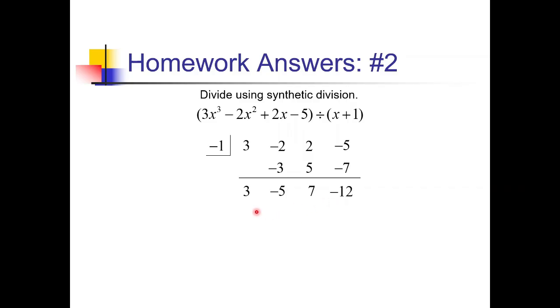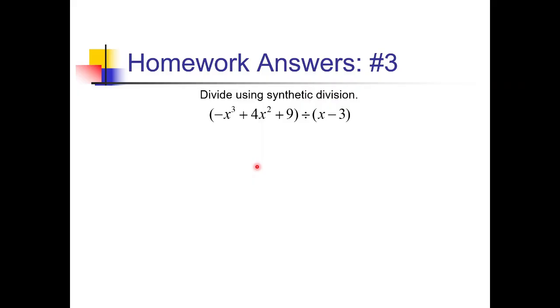So for our quotient, starting with the 3 here, we've got 3x to the, well, we started with third power, so this is going to be x to the second power, minus 5x to the first power, plus 7, and then we have minus 12 over the divisor of x plus 1.